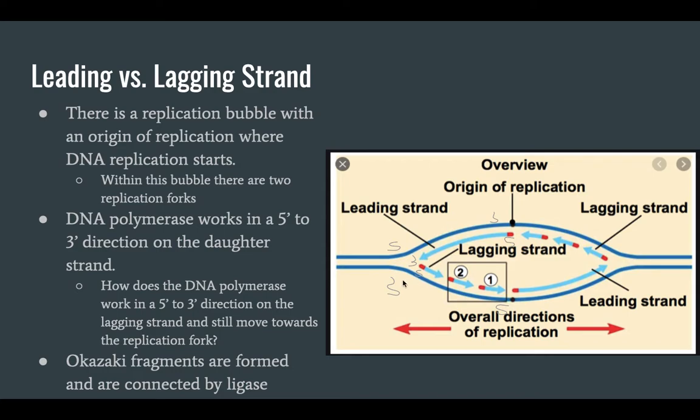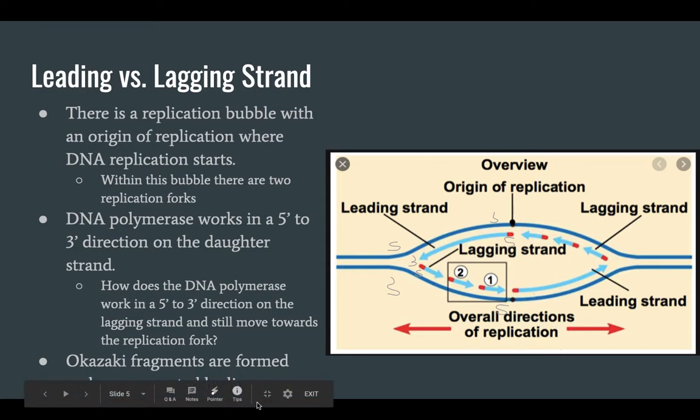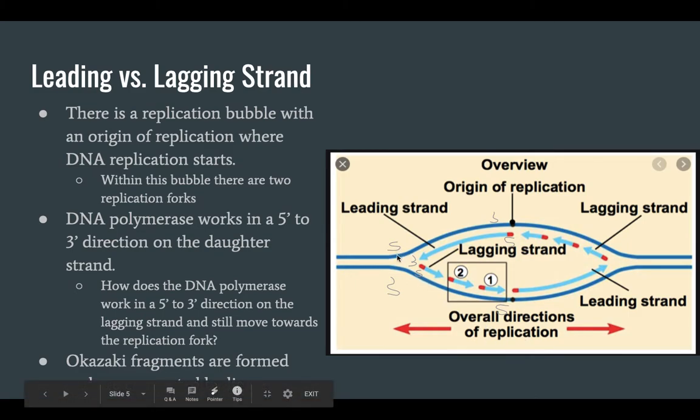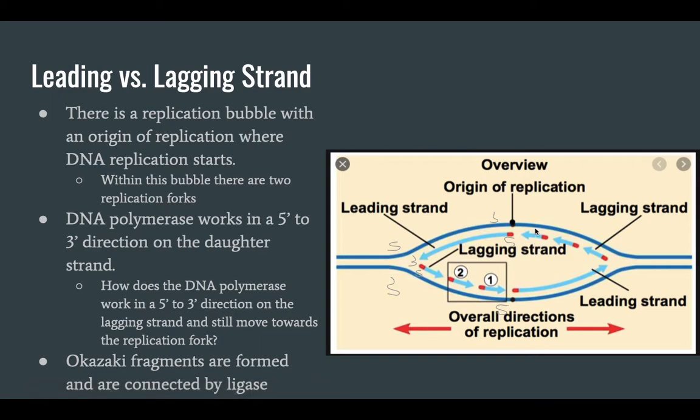As we just said, DNA polymerase works in a 3' to 5' direction on the parent strand. So that would mean that DNA polymerase has to work in this direction, as my arrow indicates. If that's true, then how does DNA polymerase still work in the overall direction of replication? Well, the answer lies within Okazaki fragments. These short fragments of DNA are called Okazaki fragments, and they basically allow DNA polymerase to work in the 5' to 3' direction on the daughter strand, but still move towards the overall direction of replication, here, or here if you're looking at this side.